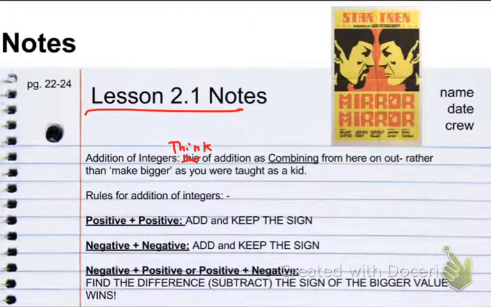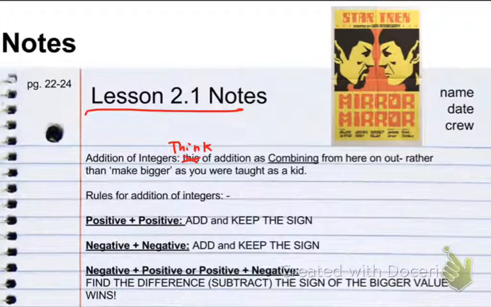Previously, we were only combining positives with positives and we were getting positive results. But if you combine a positive with a negative, you're actually making the number smaller. Because if you take a positive 5, I've got $5 in my pocket, and combine it with a negative 3, I owe you $3, you're actually subtracting. So from here on out, think of addition as combining.